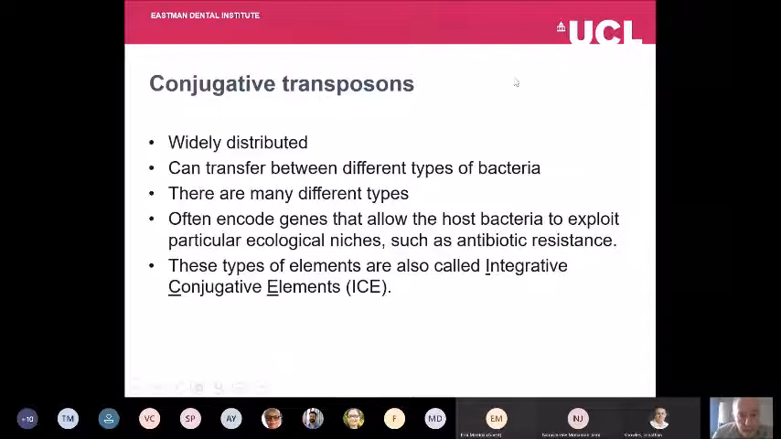Okay, so let's move on to talk about conjugative transposons in a little bit more detail, because this is what I spend quite a bit of my time working on, and as I said in the abstract, I was going to illustrate these things from my own research. So conjugative transposons are widely distributed. They were first discovered back in the 80s by Don Clewell and his co-workers, and they can transfer between different types of bacteria. There are many different types now, and they often encode genes that allow host bacteria to exploit particular ecological niches. This is quite commonly things like antibiotic resistance. More recently, these elements have been called integrative conjugative elements, or ICE. So you often hear them referred to as ICE, or sometimes conjugative transposons, but they are more or less the same thing.